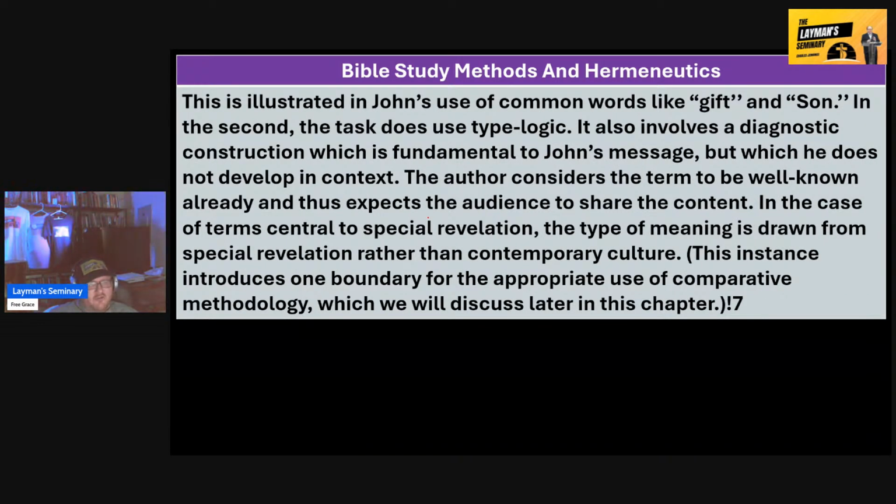This is illustrated in John's use of common words like gift and son. In the second, the task does use type logic. It also involves a diagnostic construction which is fundamental to John's message, but which he does not develop in context. The author considers the term to be well known already and thus expects the audience to share the content. In the case of terms central to special revelation, the type of meaning is drawn from the special revelation rather than contemporary culture. This instance introduces one boundary for the appropriate use of comparative methodology, which we will discuss later in Chapter 7.